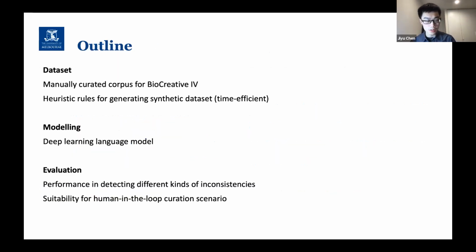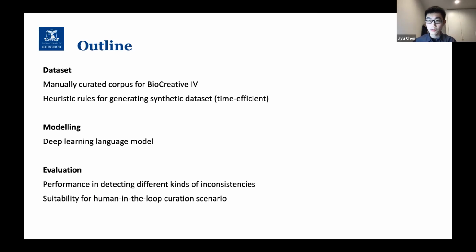Next, we will introduce the implementation of automatic methods to distinguish consistent and 4 different kinds of inconsistent GO annotations. Firstly, we will introduce how the dataset is created. It is very time-consuming to manually identify and collect inconsistent annotations from the database. To overcome this challenge, we designed a set of heuristic rules to modify a manually curated GO annotation corpus that was initially created for the BioCuration 4 task, and to simulate a certain type of inconsistency introduced above.